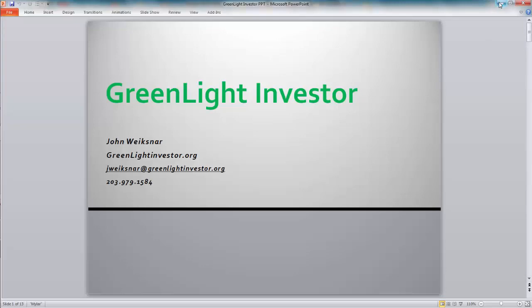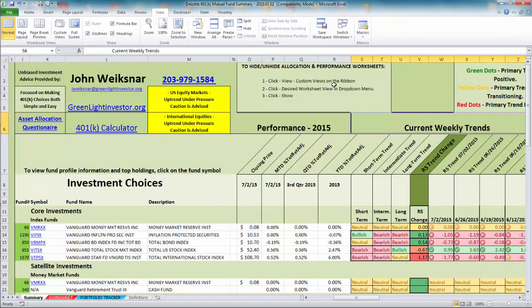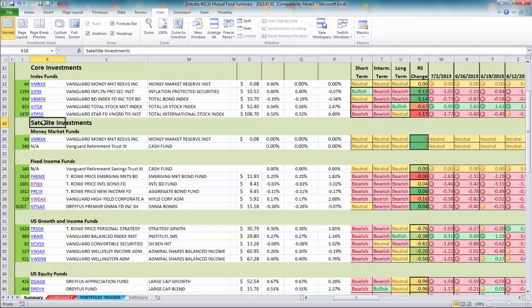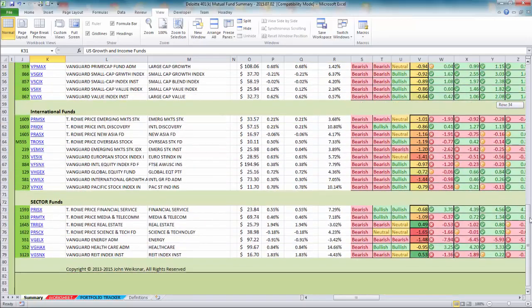With that said, let's go ahead and take a look at the worksheet. Each week we'll put out a worksheet that highlights the different fund choices within your 401k. They're categorized by the fund number, the symbol, the fund name, and a description of each fund. And they're separated into different categories, starting with the core investments, which are the index funds. Then we go into the satellite funds, starting with the money market, fixed income, U.S. growth and income, U.S. equity, international, and then the sector funds.